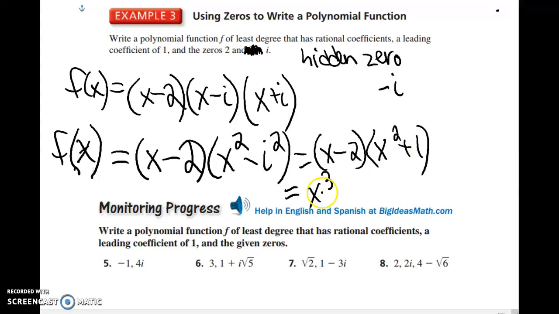third minus 2x squared plus x minus 2. And this is our final answer.